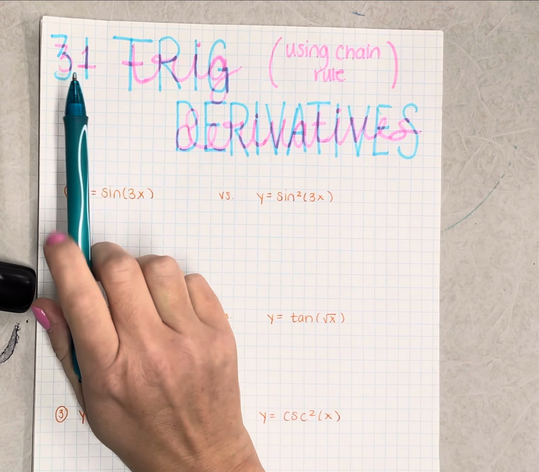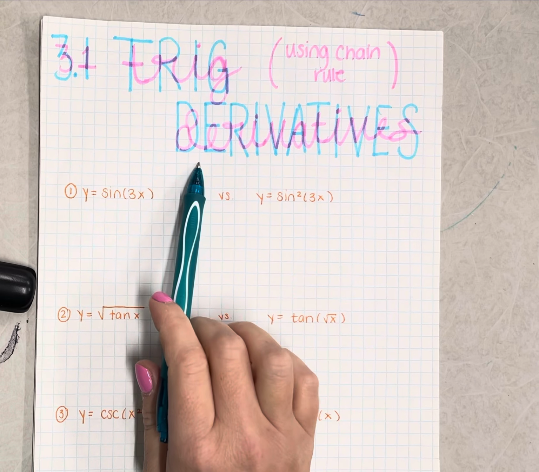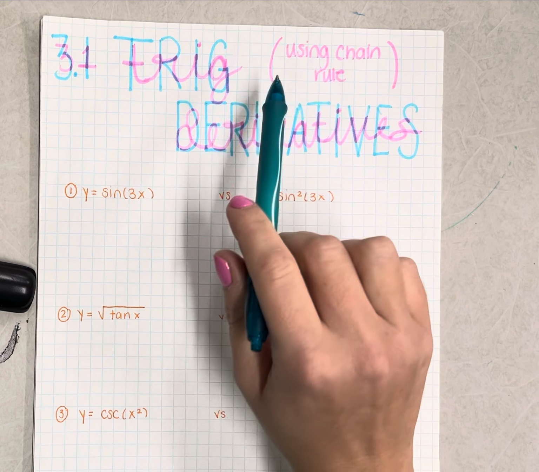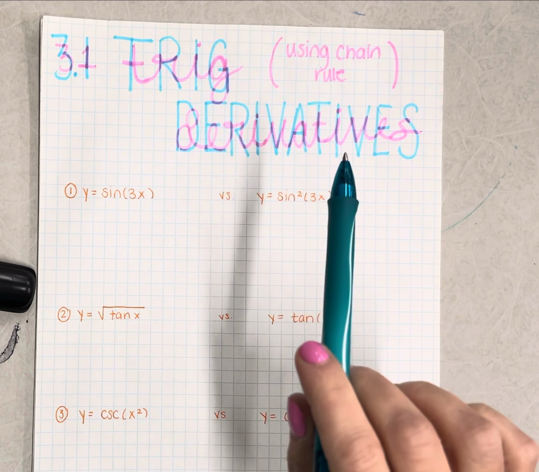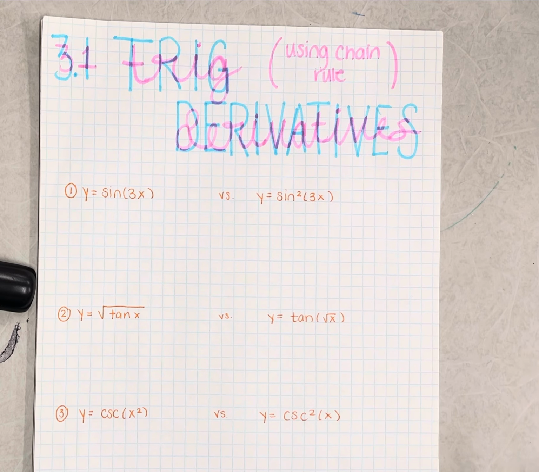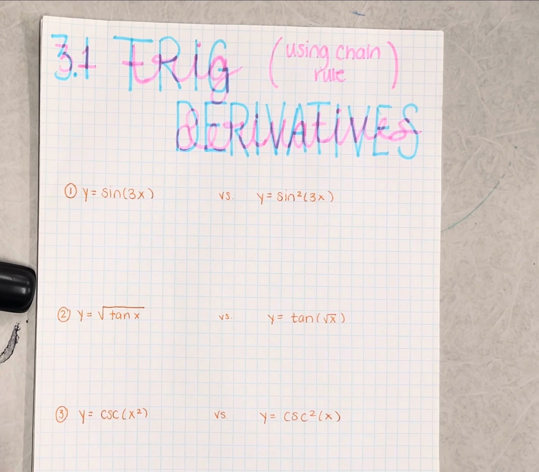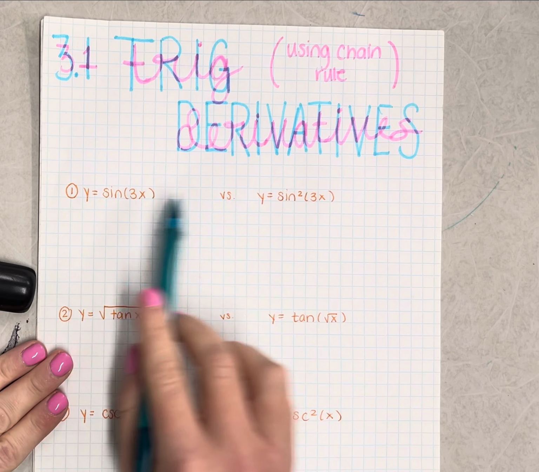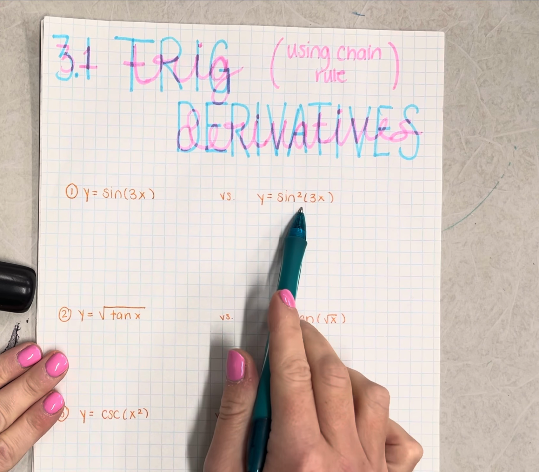So today I wanted to go over section 3.1, trig derivatives using chain rule. I teach this in unit 2, so if you're my student, we have a test on this next week, but otherwise it's taught in 3.1. So here we go. I tried to pick examples that look very similar, but a tiny bit different.